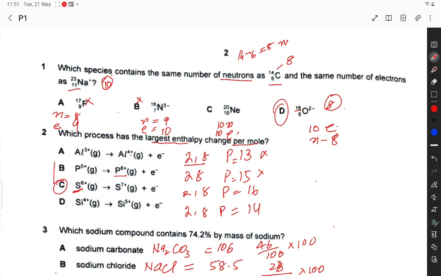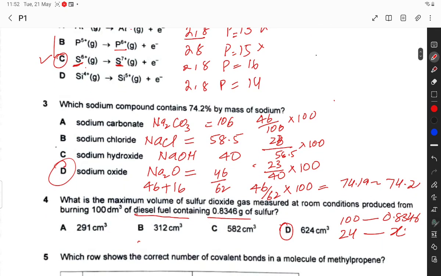Enthalpy change per mole is the largest because ionization energy increases across the period. So this is the largest enthalpy change per mole. One mole of electrons is removed from the second shell. Sulfur is present in group 6, so that's why enthalpy change per mole increases across the period. So C is the best option.